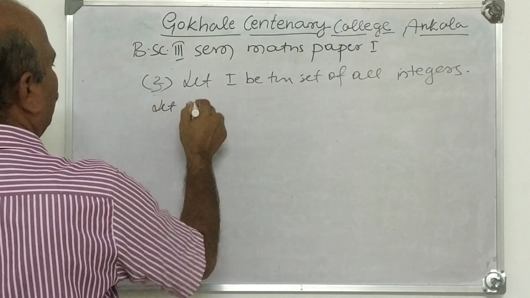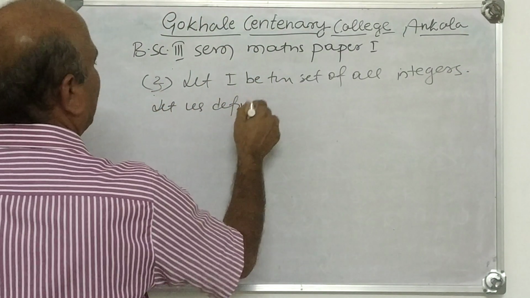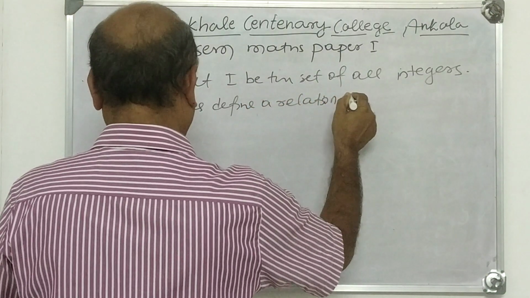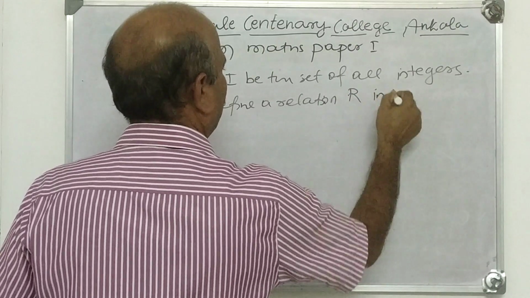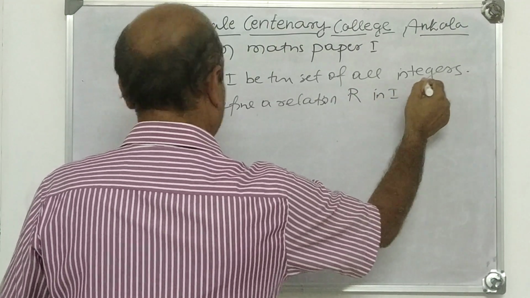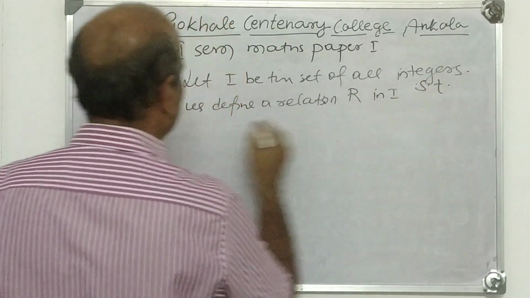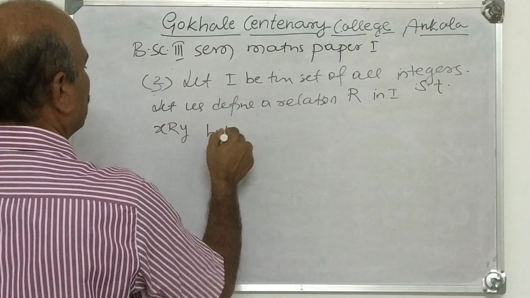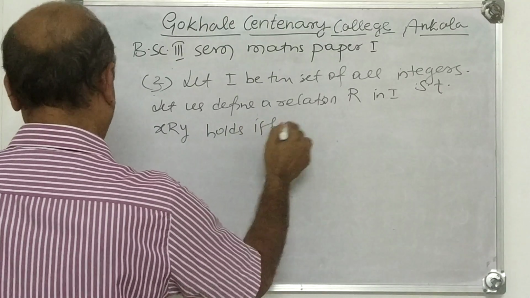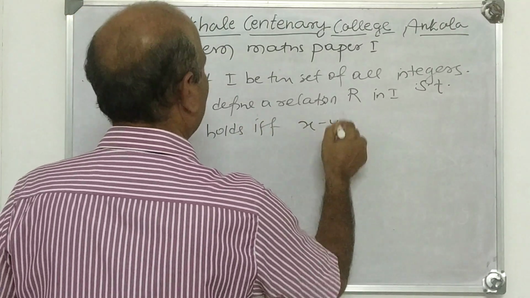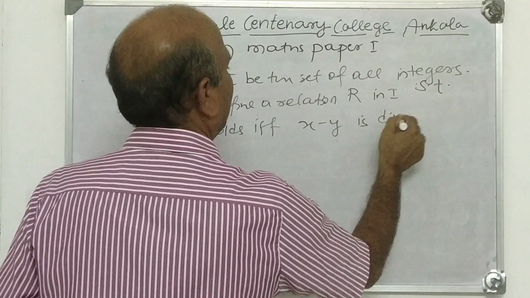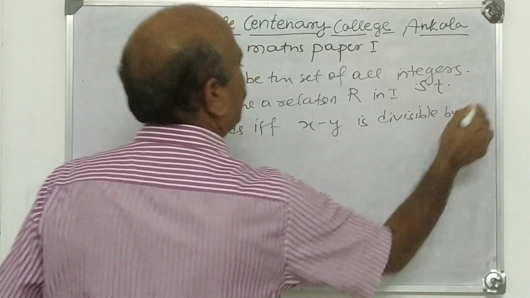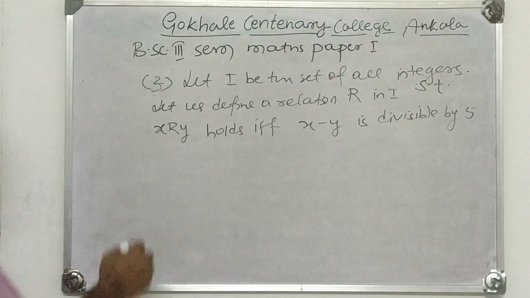Let us define a relation R in I such that x R y holds if and only if x minus y is divisible by 5. What is the relation?